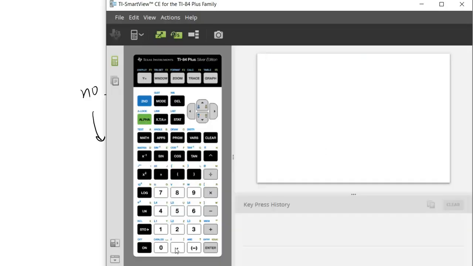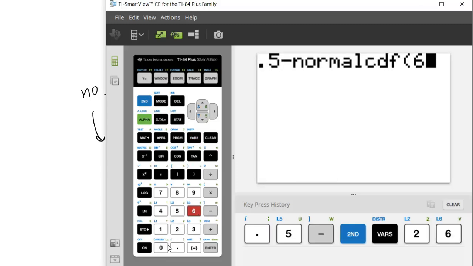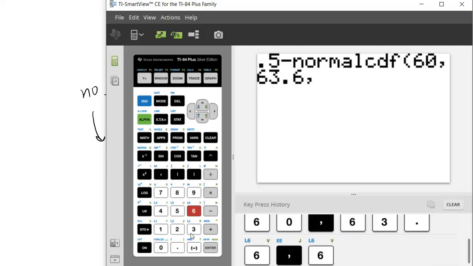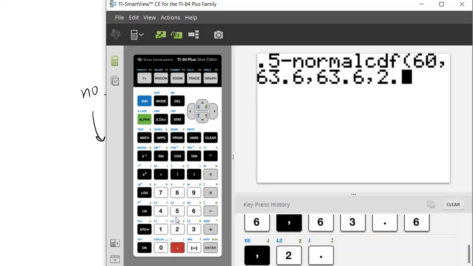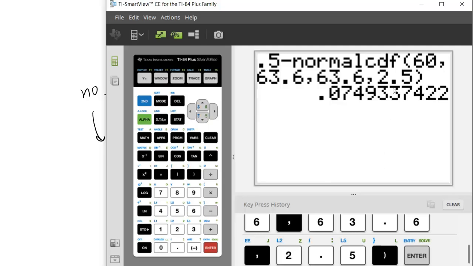I would type the 0.5 minus first, then second bars, choice 2. The lower bound of the area we're subtracting away is 60. The upper bound is 63.6. The mean is 63.6. And the standard deviation is 2.5. And we get an answer that's around 7.5%, and if you compare that with the answer to the previous problem, that won't be too surprising.